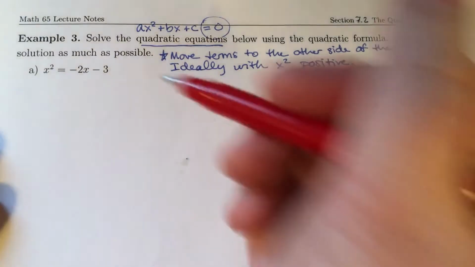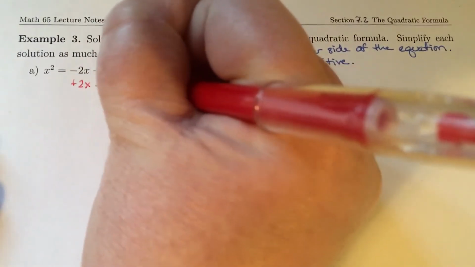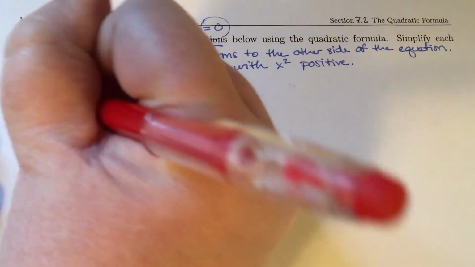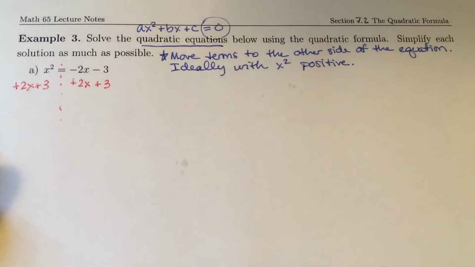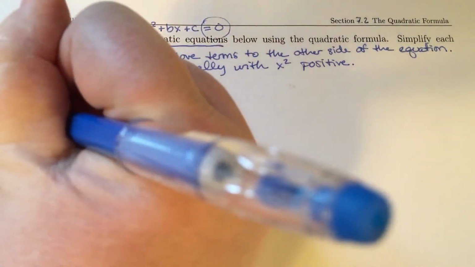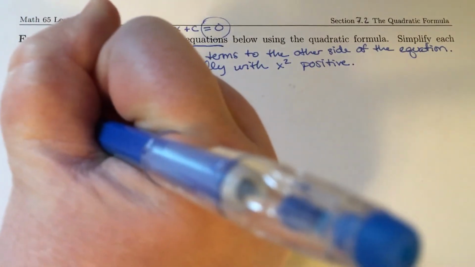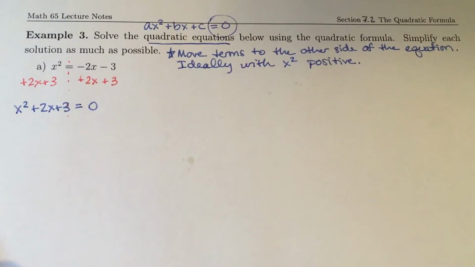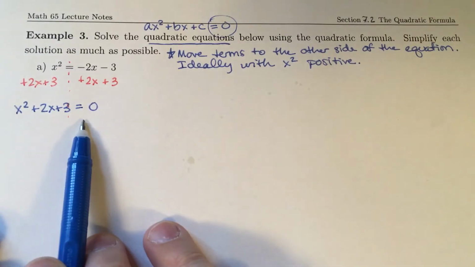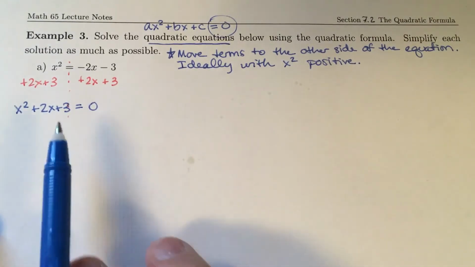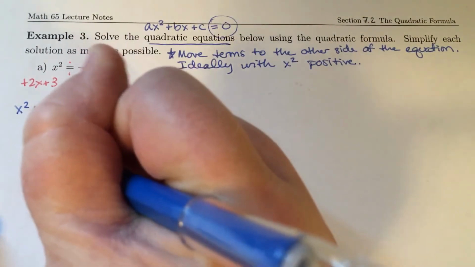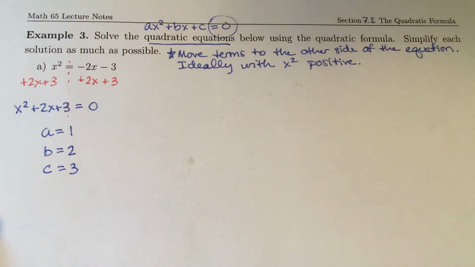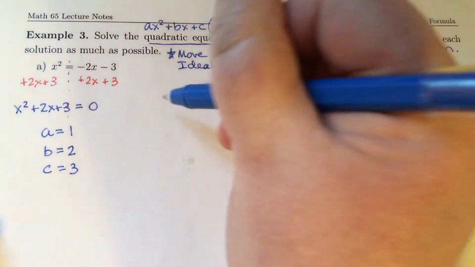So what that means for this problem is that I'm going to add 2x and add 3 to both sides of the equation. All right, we are still solving an equation. So as long as I do the same to both sides, totally allowed to do that. So what I get then is x squared plus 2x plus 3 equals 0. And that's exactly what we wanted, is that equals 0. As soon as we have equals 0, now we can read off what our a, b, and c are. In this case, this one's pretty nice. It's just a is 1, b is 2, and c is 3. So now we're ready to use our quadratic formula.